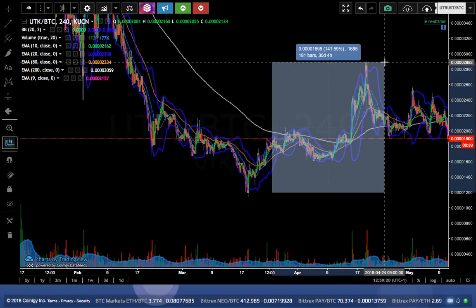And the market is going to take profit at that. Not everyone buys in at the same place. If people are buying down there, they're going to sell up there. That's a massive gain. 141% is massive.